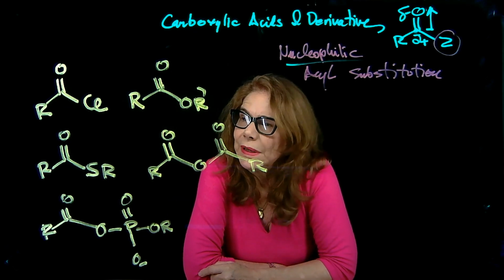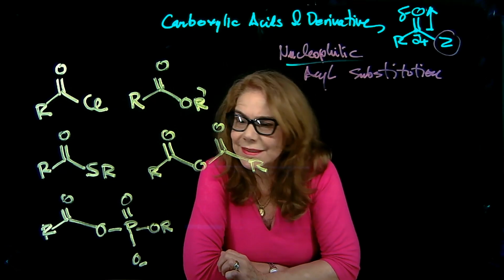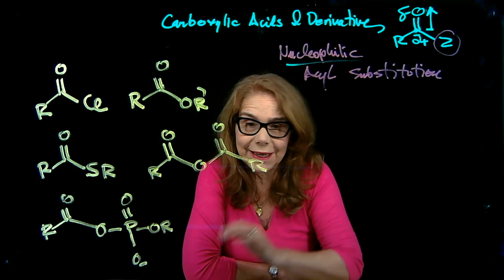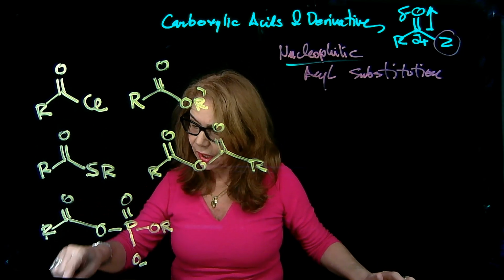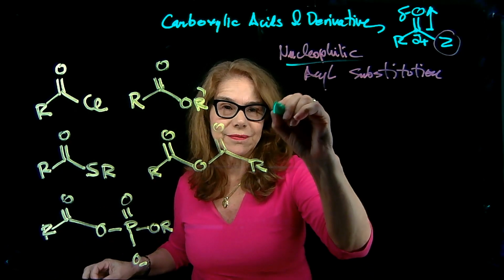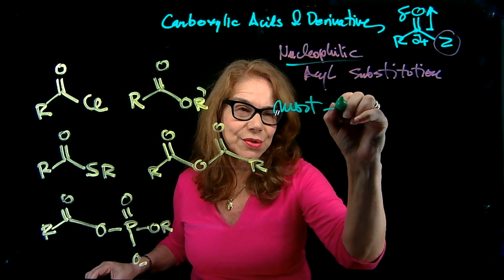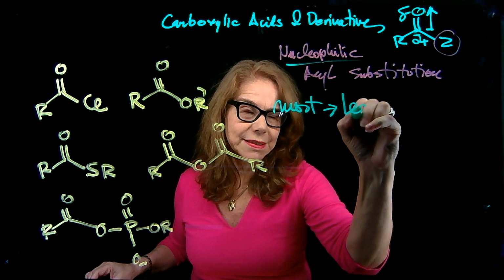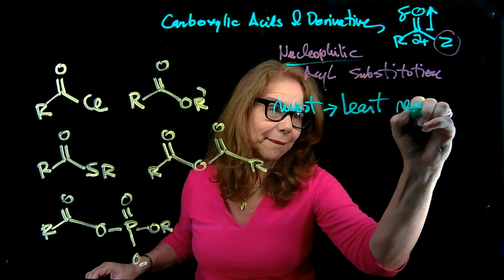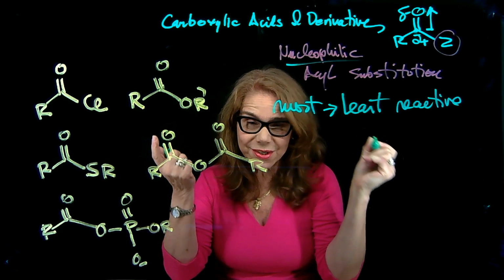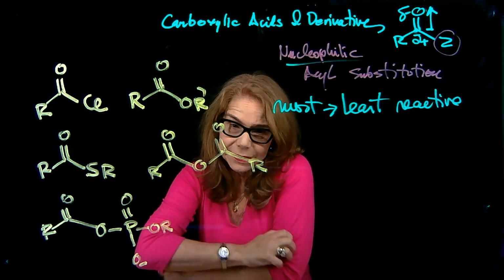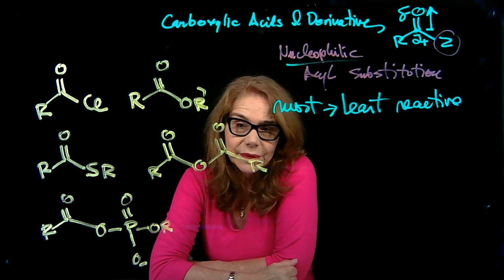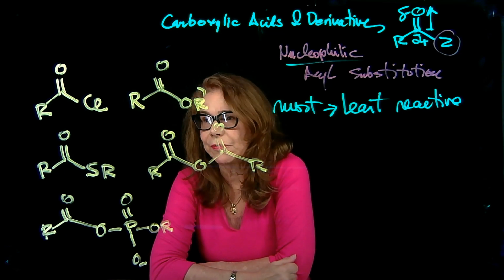In this problem, we want to rank these molecules in decreasing reactivity. So we're going from the most to the least reactive. Here we need to consider the electrophilicity of the carbonyl carbon, and we also need to be considering the nature of the leaving group.